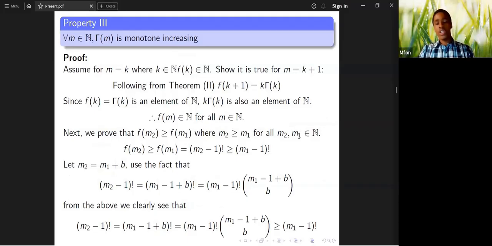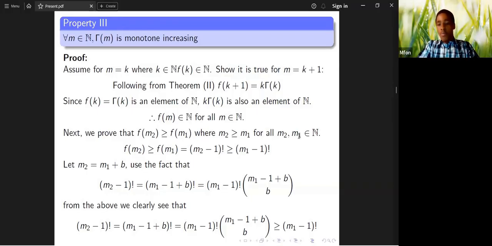When we do this, we can take that m2 is equal to m1 plus b, and using the fact that gamma of m equals m minus 1 factorial, we know that m2 minus 1 factorial is equal to m1 minus 1 plus b factorial. Then by using the formula, we have that m1 minus 1 plus b factorial is equal to m1 minus 1 factorial times the combination of m1 minus 1 plus b choose b. So now all we need to prove is that this combination here is greater than 1.